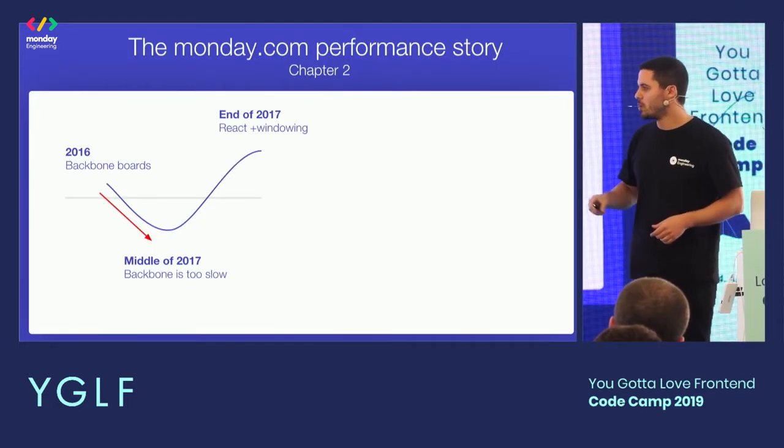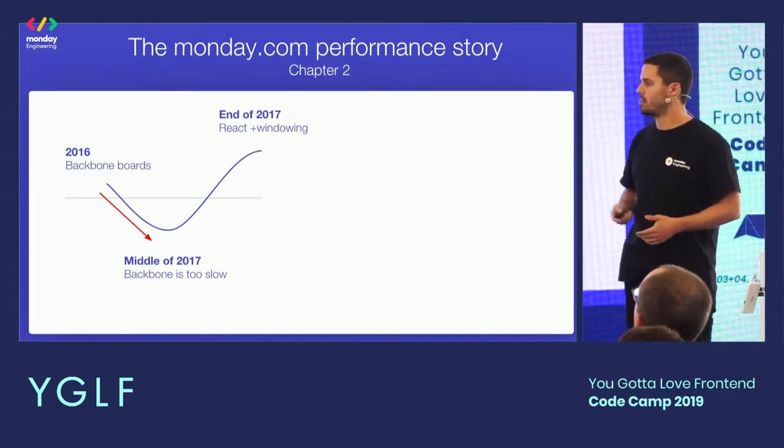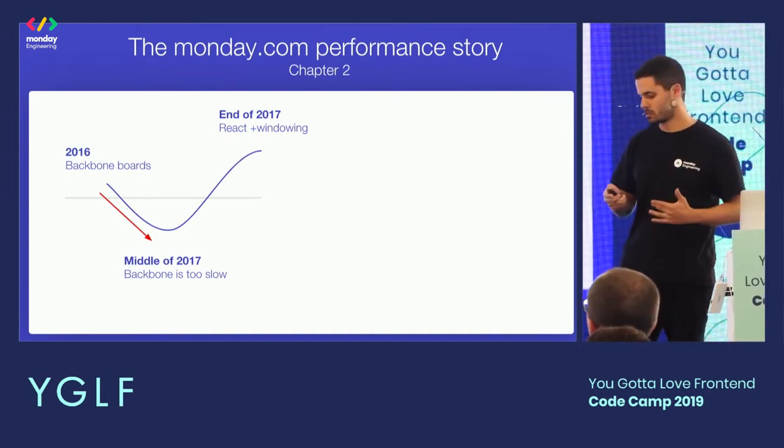So we started with Backbone, then we moved to React and we implemented windowing, which was amazing, and much faster for scrolling and everything.